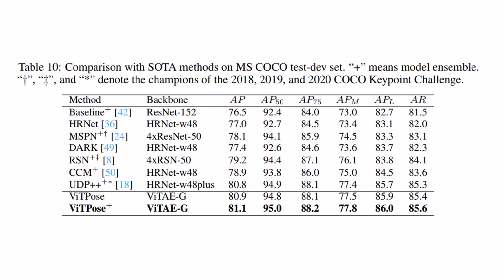And the other thing is the MS COCO test set, which is more challenging, and they are using a very big backbone, which is ViTAE gigantic, lots of parameters, and it should be slow. They do not report any frames per second here for sure, but if you look at the average precision, it has the state-of-the-art performance right now, which is 81.1. So yeah, that's all that I needed to say for this ViTPose paper.